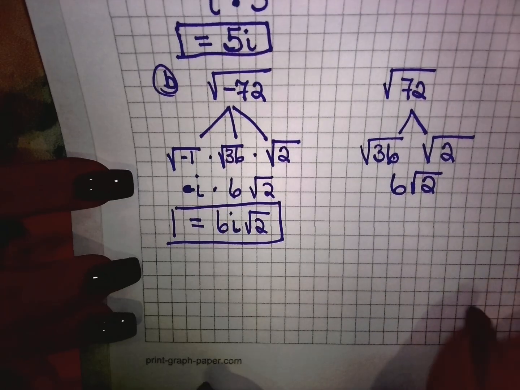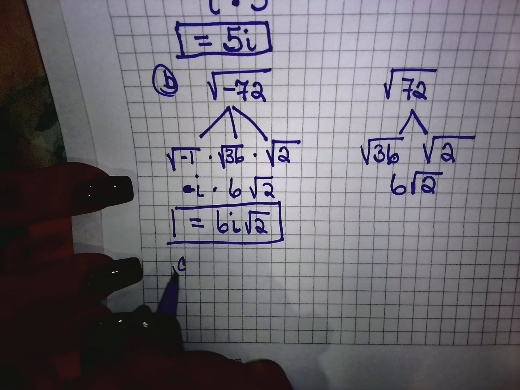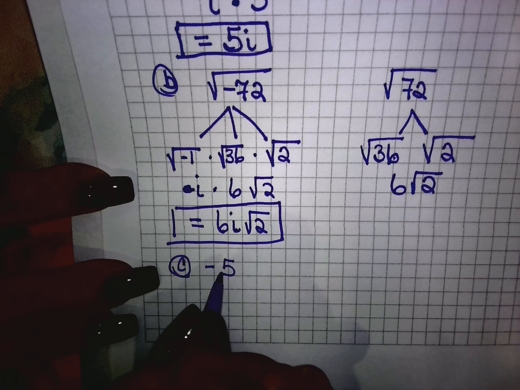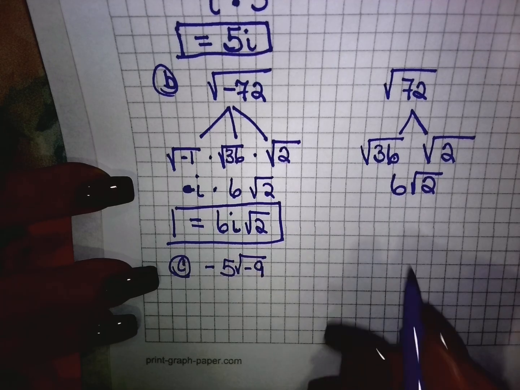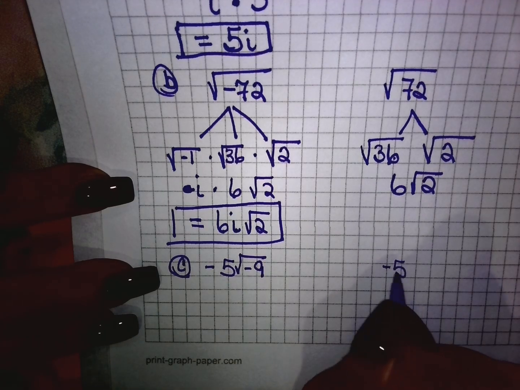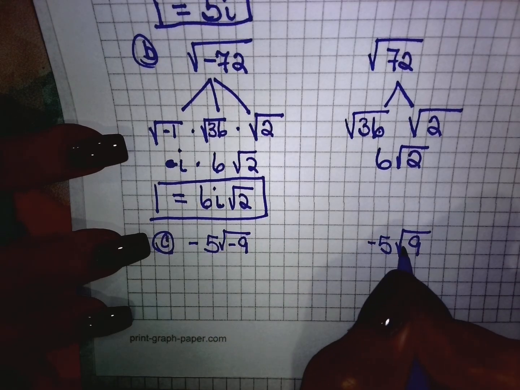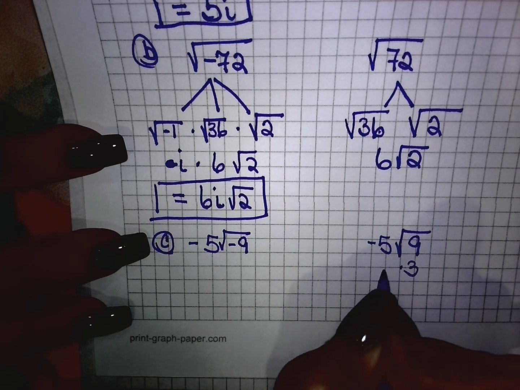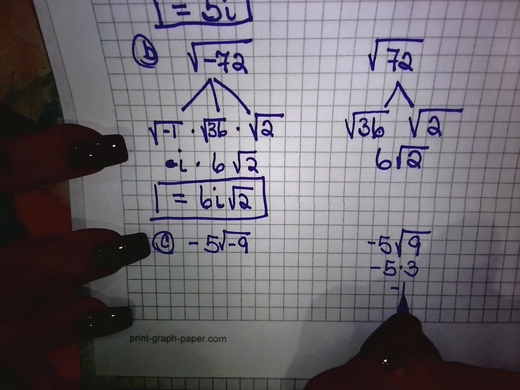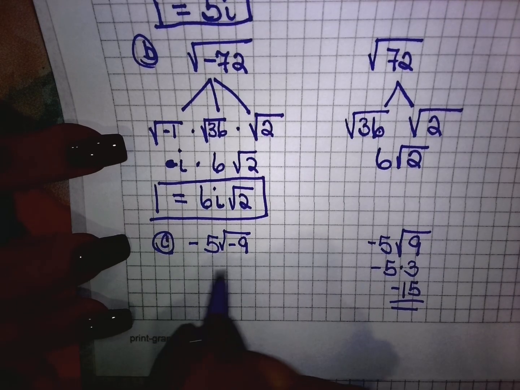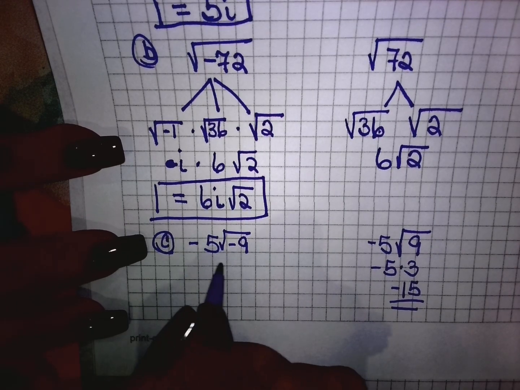Okay? Let's take a look at C. Here we have negative 5 times the square root of negative 9. So let's do it when it's a positive 9, because we know how to handle that. So we take the square root of 9, which is 3, and then we multiply it by negative 5, and we get negative 15. Now with these, we're going to have to change this a little.